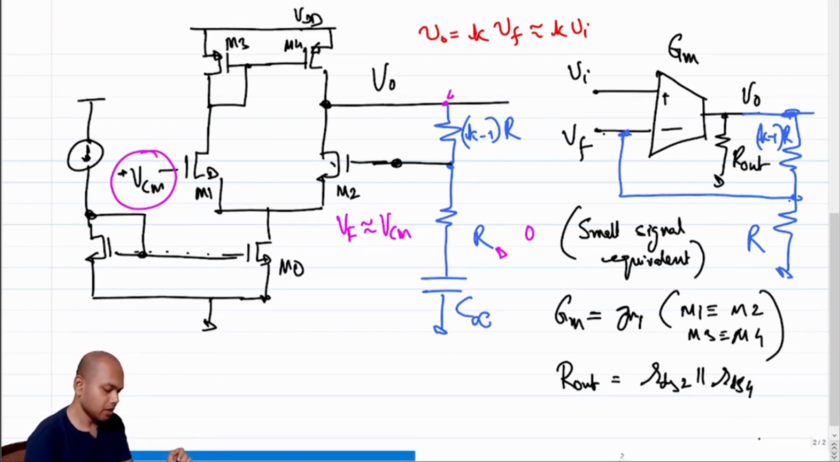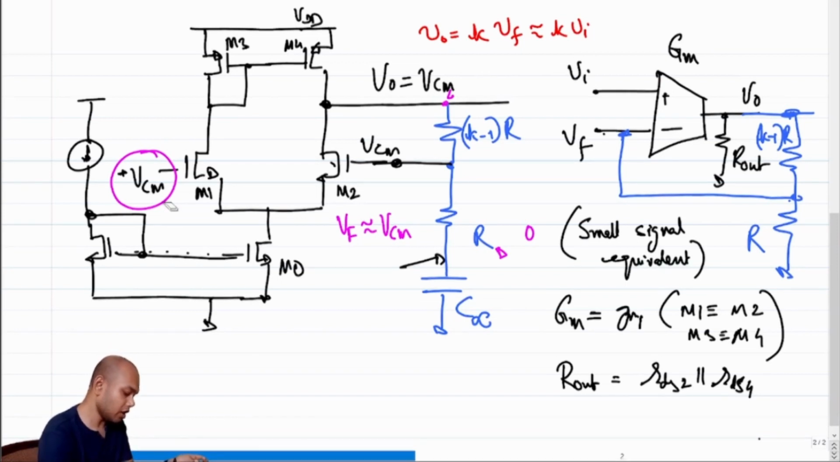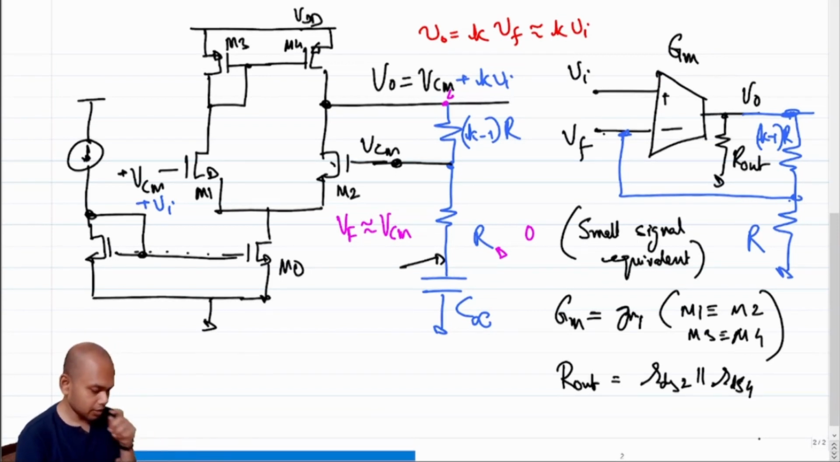This node will become open under DC condition, which means no current will flow through this stack. If no current flows through this stack, this will be VCM. The loop will set this voltage to VCM. V naught will be equal to VCM in the absence of input. In the presence of input, let's say I have an input plus Vi, V naught will be VCM plus K times Vi. So this way we can essentially solve the problem of the biasing voltage going out of range.